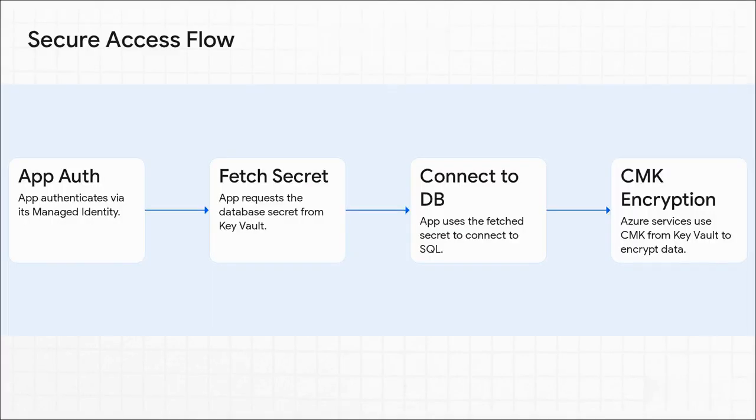First, the app doesn't use a password. Instead, it authenticates using its own secure identity in Azure, called a managed identity. You can think of it like a corporate ID badge for your code. Second, with that identity, the app goes to Key Vault and asks for the database secret. Third, it uses that secret to connect to the database. And now for the magic part, which happens in the background. The SQL and storage services themselves are already configured to use your key, the CMK from that same Key Vault, to encrypt and decrypt all the data. The application never even touches the encryption key itself.